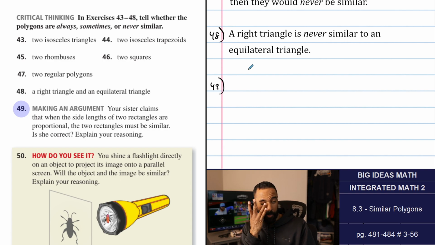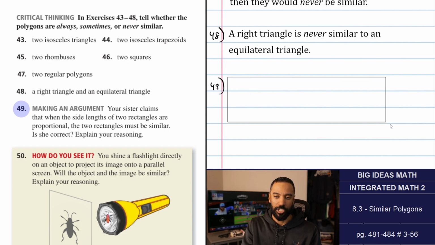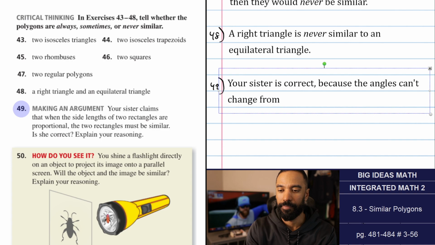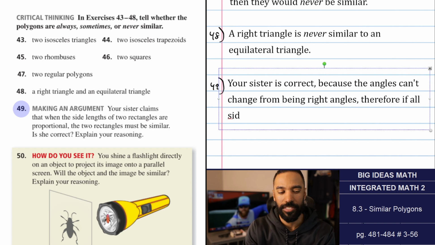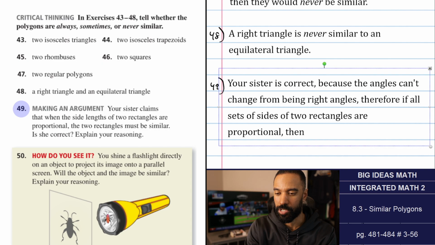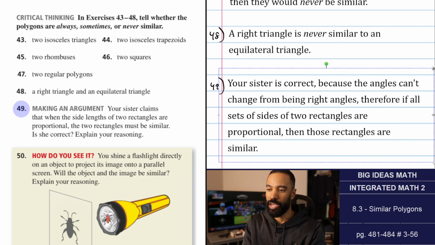The side lengths of two rectangles are proportional. The rectangles must be similar. Explain. Is she correct? Yeah, I think yes, because the angles can't change. So your sister is correct because the angles can't change from being right angles. Therefore, if all sets of sides of two rectangles are proportional, then those rectangles are similar. Okay. Yeah, go sis.